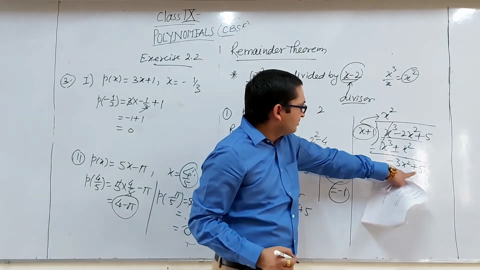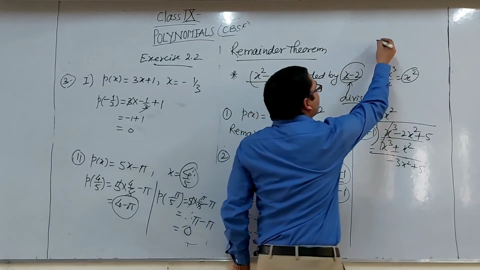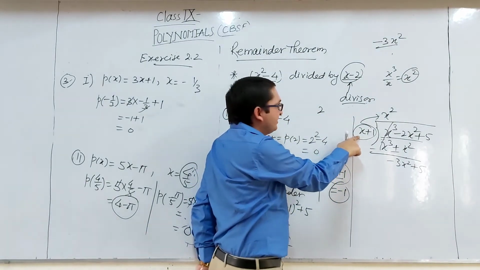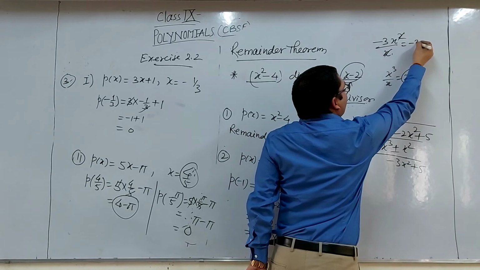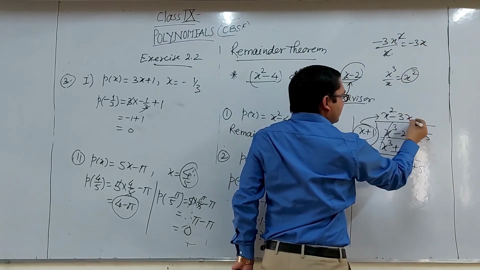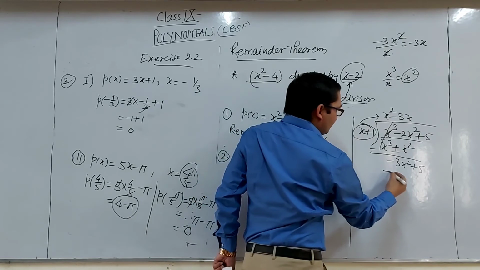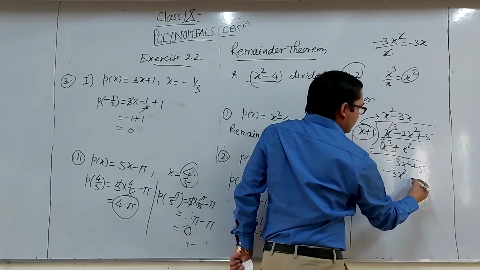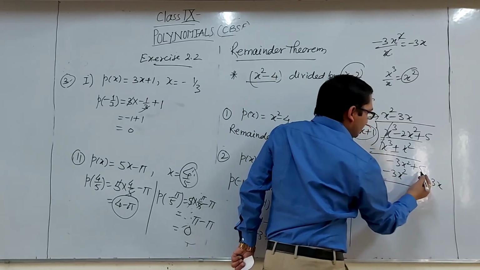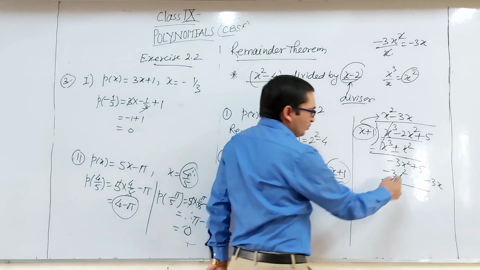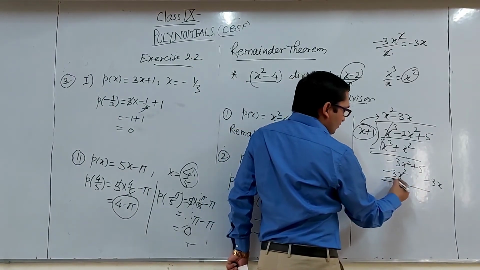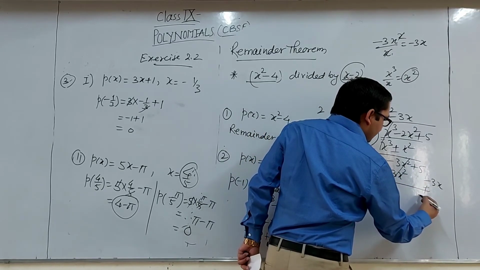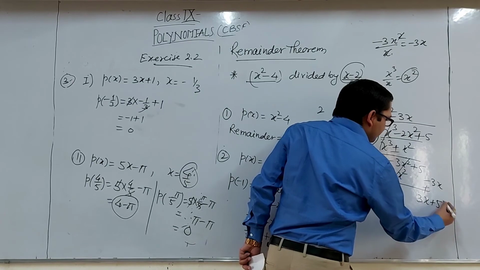Now what is the highest power value over here? Minus 3x square. Minus 3x square divided by the highest power value of the divisor, x, gets cancelled. You will get minus 3x. So write down here minus 3x. Multiply minus 3x with x, it will be minus 3x square. Minus 3x into 1 will be minus 3x. This is the constant value, so you have to write it separately. Now subtraction, it gets cancelled. Here 3x, and this plus 5 I am writing over here.